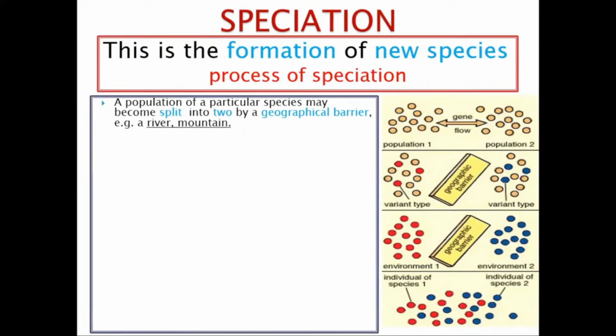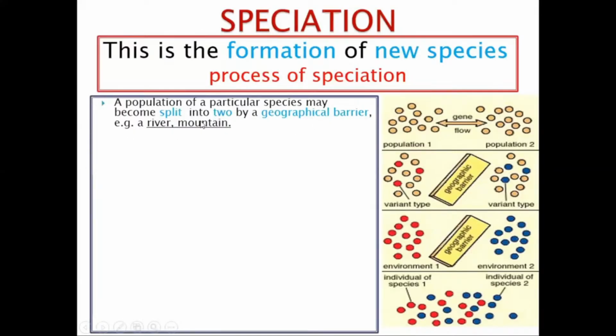For example, the population of humans in South Africa and the population of humans in America. Though the distance is great, you have planes which can go there, you have ships which can go there. Still, we can interbreed to produce offspring. Though we are different populations, we still have the same species. Why? Gene flow is still there. So the population can be separated, we are saying it can be split into two by a geographical barrier.